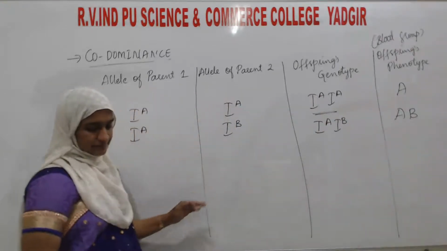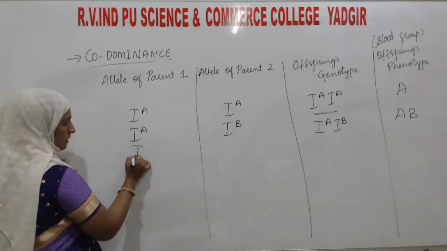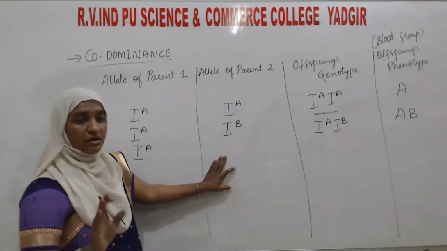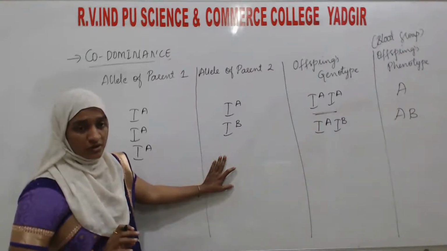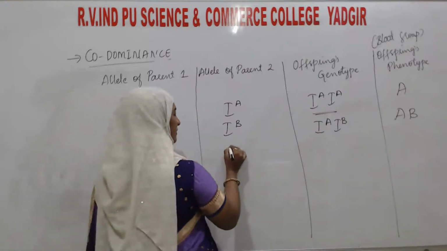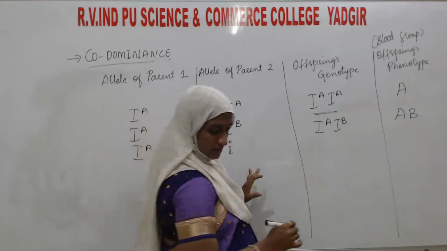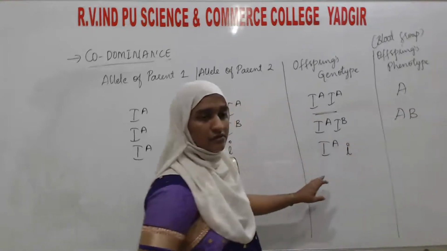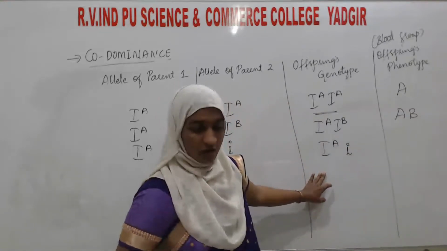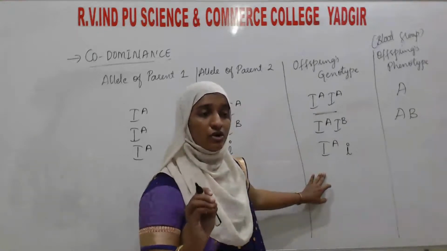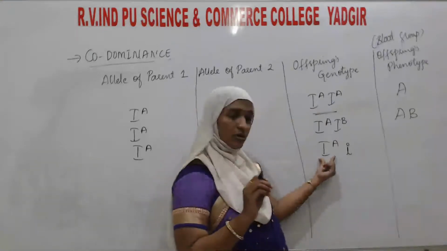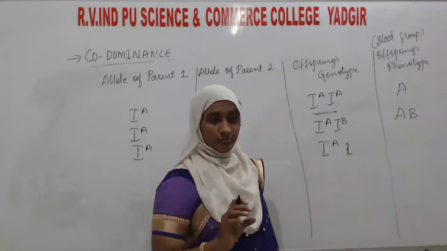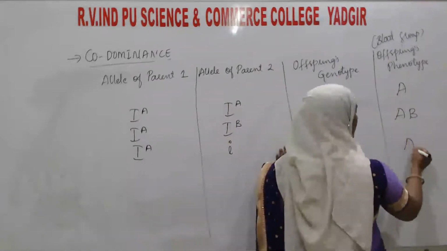Okay, the next condition: parent 1 is IA, and parent 2's allele is not going to produce any sugar polymer, so it will be small i. Here it is IA and small i. This is the genotype of the offspring. So what will be the phenotype or the blood group? Only this one is going to express, not this one. The blood group will be A.